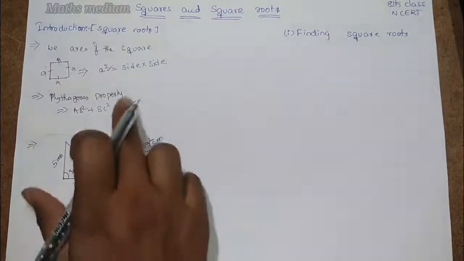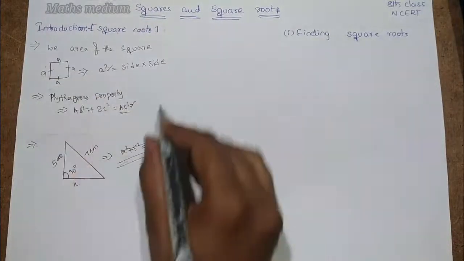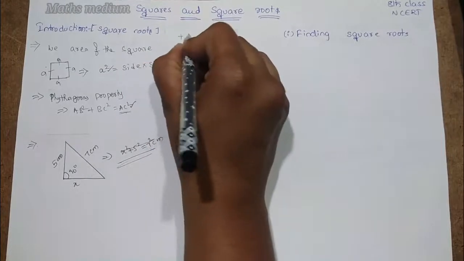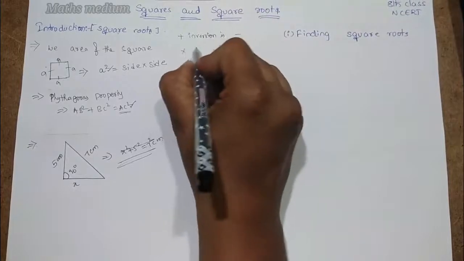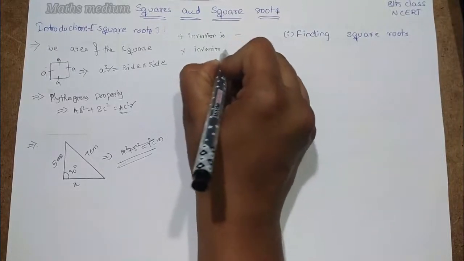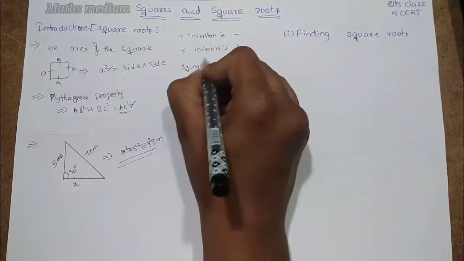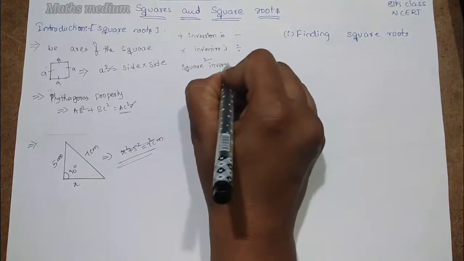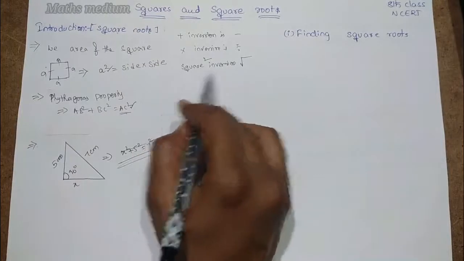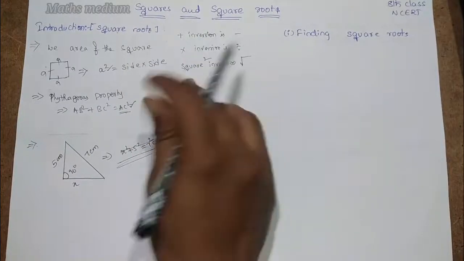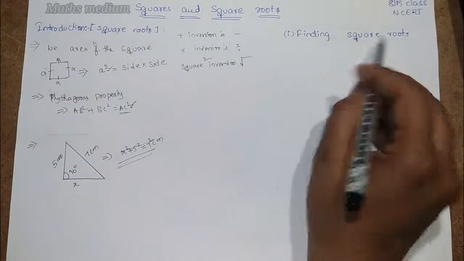Here we are having everything in terms of square, but here we are discussing square roots. Here we know that the inversion of plus is minus. The inversion of multiplication is division. Similarly, the inversion of square is square root. Square root and square are the inverse of each other. So that is the topic we are going to discuss. So let's start finding square roots.